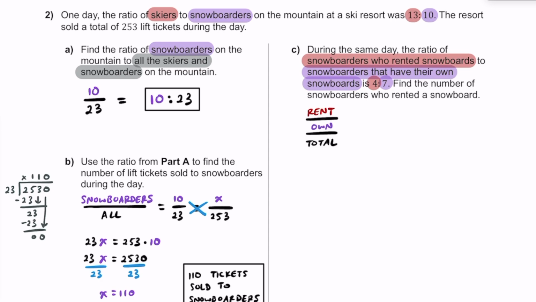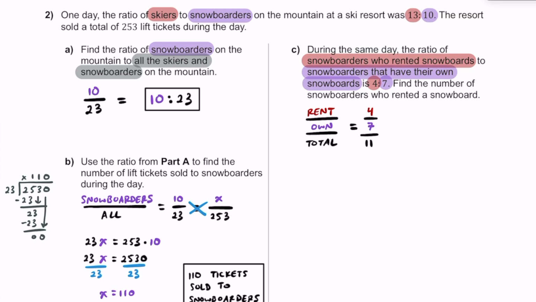So let's set up some sort of ratio table or fraction form of what's going on here. I'm basically setting up this fraction form of rent to own to total. I'm going to write it like this, but feel free to write it in a table if you would like to instead. So for every 4 people that are renting, we know there are going to be 7 people that are owning. And I just want to make sure we understand that there are a total of 11 people in this scenario.